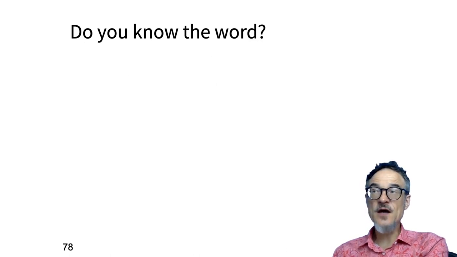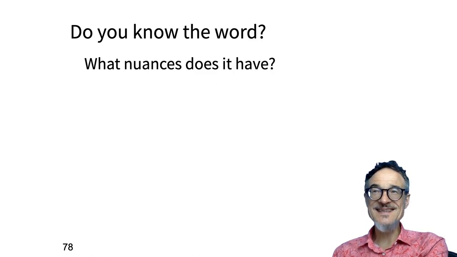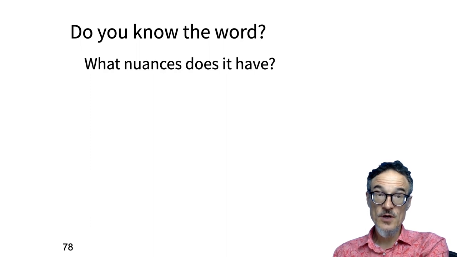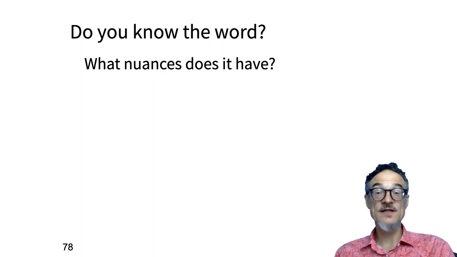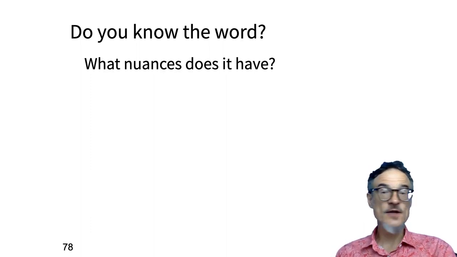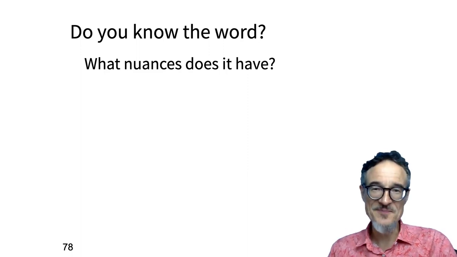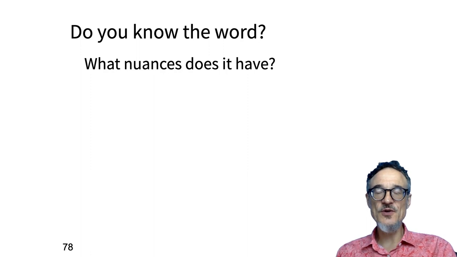We then need to know what nuances a word has. Does a word have a positive meaning or a negative meaning? There are examples of this, like the word challenge. In English, challenge often has a negative meaning. In Japanese, challenge often has a positive meaning. They're not the same word. It's a similar word, but the nuance is different.